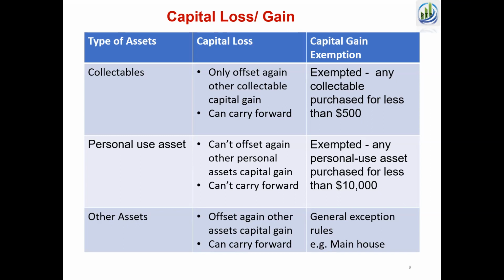For other assets, as we said, all the normal rules that we learned here apply, and the general exemptions. There are a number of general exemptions we learned: the main residence, and CGT assets acquired before the 20th of September 1985. All those exemptions will be applicable to other assets, right? So now we will move into CGT events.